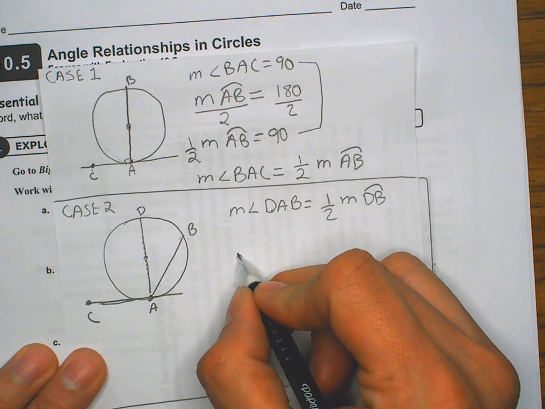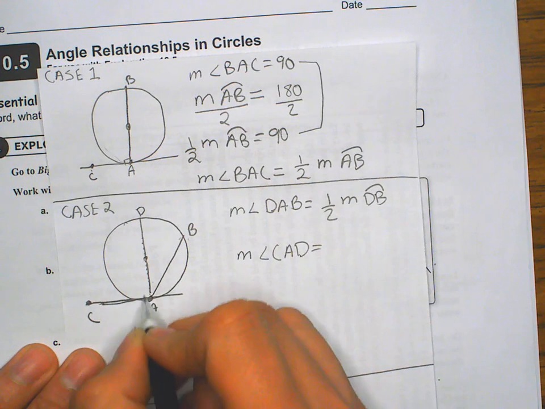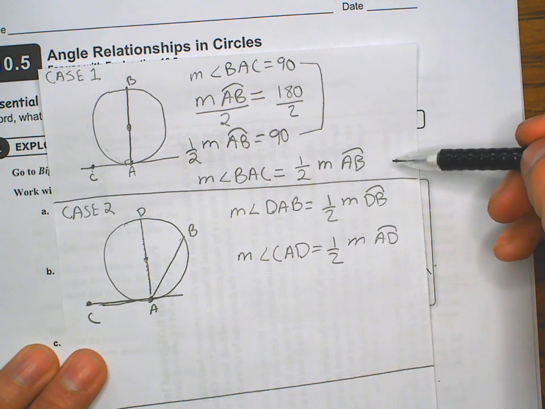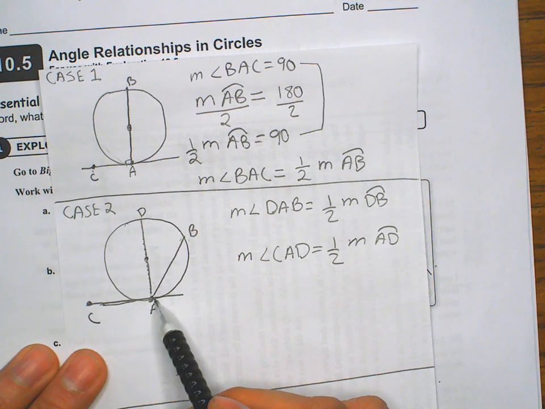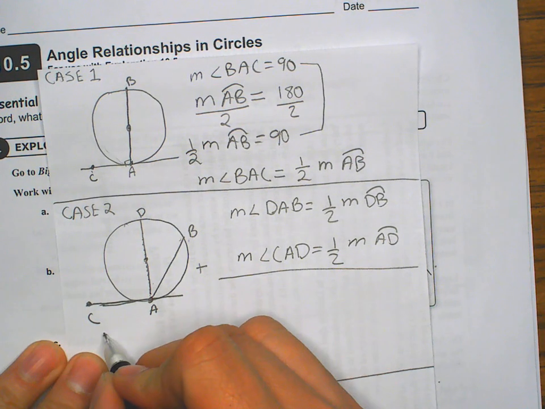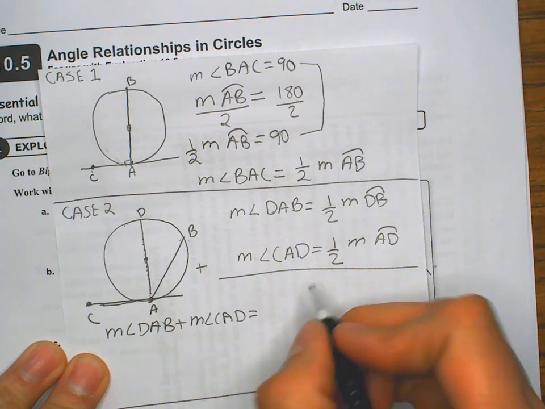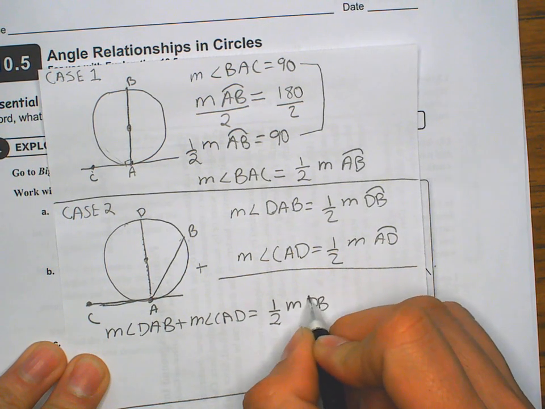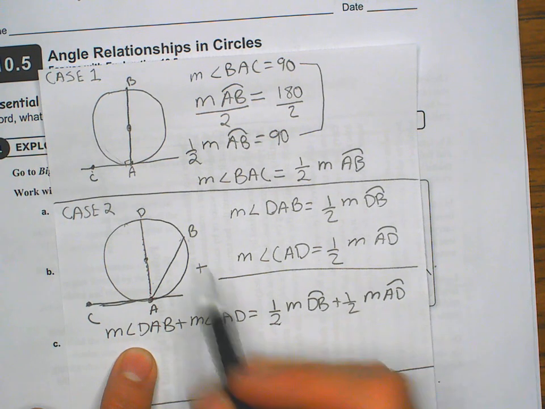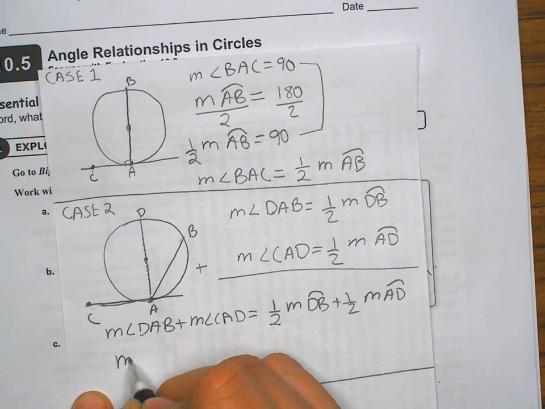Okay, so we also know that the measure of angle CAD, that's this one right here, was going to equal 1/2 the measure of arc AD, based on what we learned up here. So now what we're going to do is add these two together. When we add these together, we're going to get the measure of angle DAB plus the measure of angle CAD equal to 1/2 the measure of arc DB plus 1/2 the measure of arc AD. So now let's think about what this means. DAB plus CAD, that's the whole angle according to the angle addition postulate. That will be the measure of angle BAC.